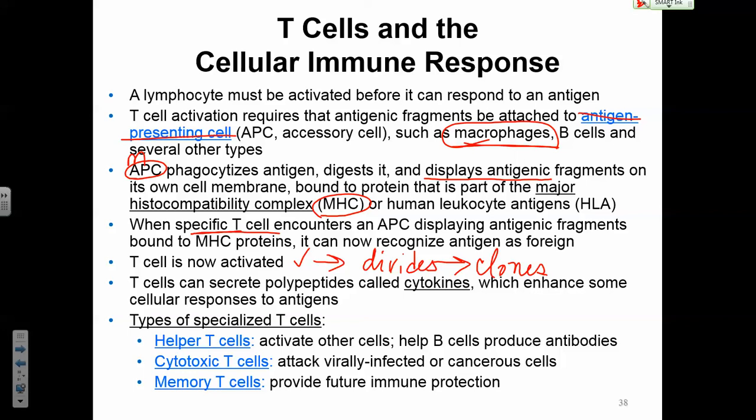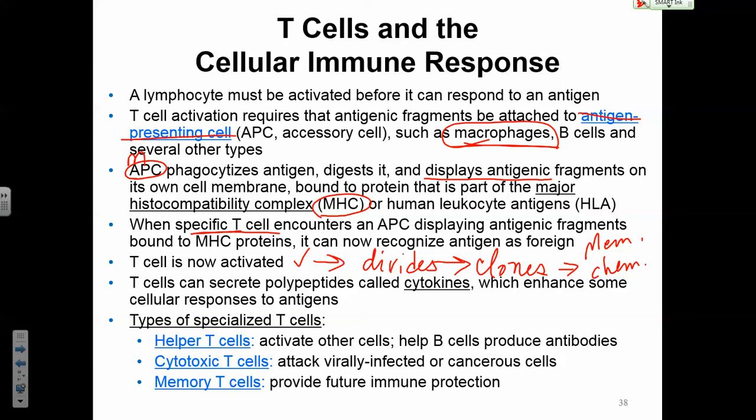And then they start releasing. Some of them are memory, and some of them secrete chemicals. The most famous chemicals that they release are called cytokines. They do a whole lot of things, and we're not even going to go there. Just trust me. They do a lot of things, kind of like antibodies do a lot of things. They're just not antibodies. They're not specific for a particular antigen.